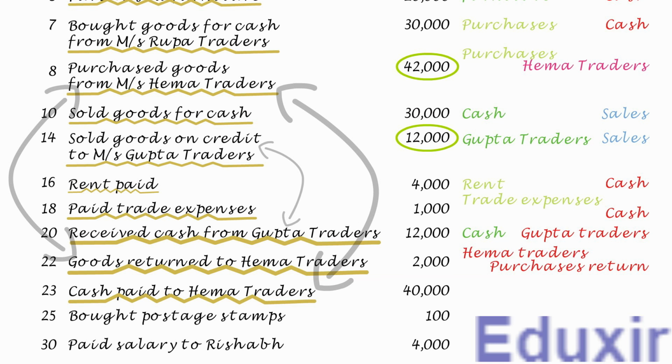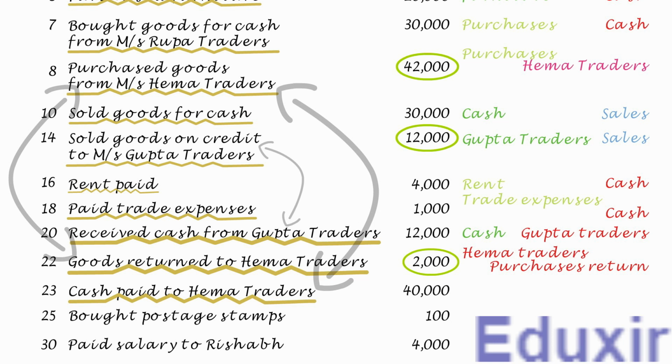Also, in the previous transaction, the business has returned goods worth 2000 rupees to Hema Traders. So, overall, the amount that is to be paid to Hema Traders is 40,000 rupees. The business is now paying all those 40,000 rupees to Hema Traders in this transaction. So, there is no discount involved. With this information at our hand, let us now proceed with the analysis of this transaction.